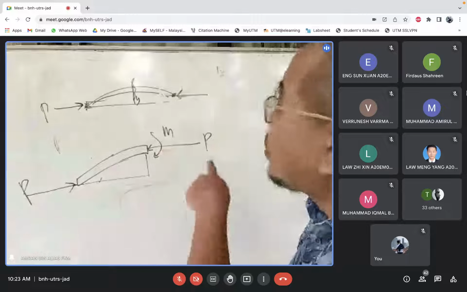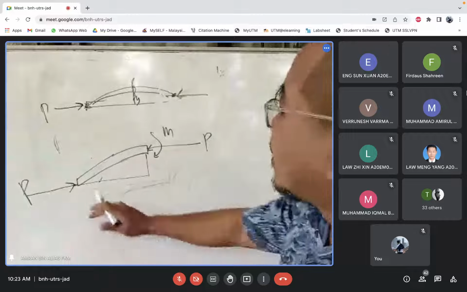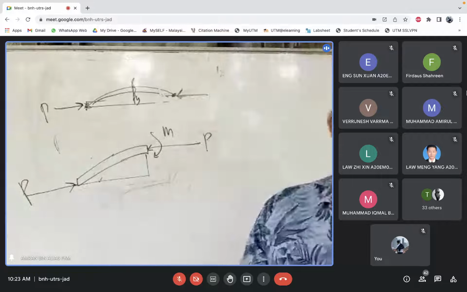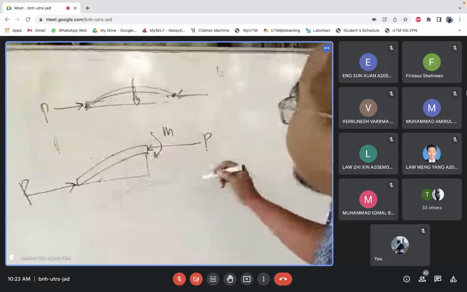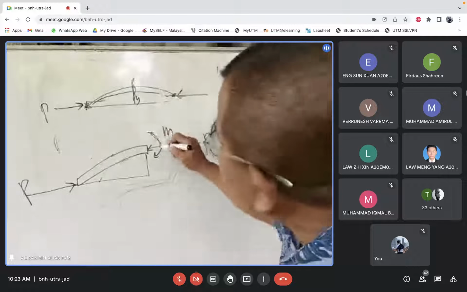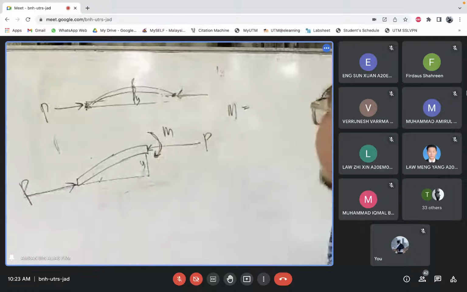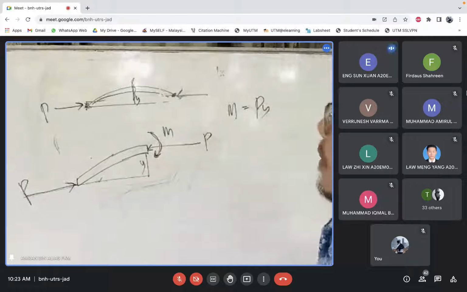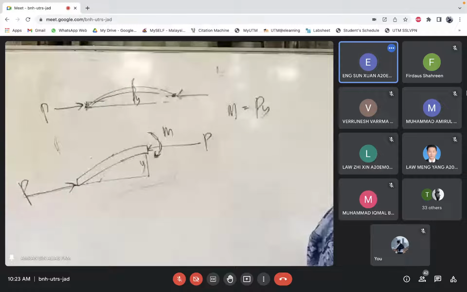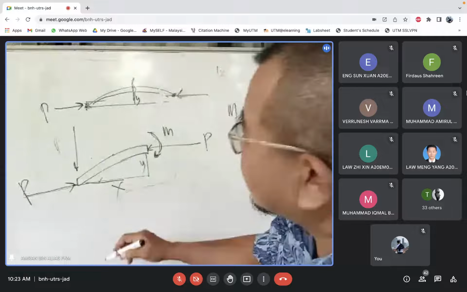So what do we do into this? I put an equation back. What is the moment then? My moment here is equal to P times Y, right? Yes. If I put a load like that, it is P times X.